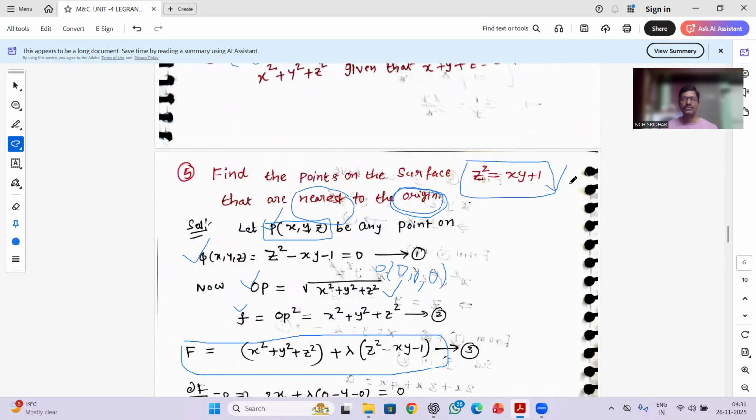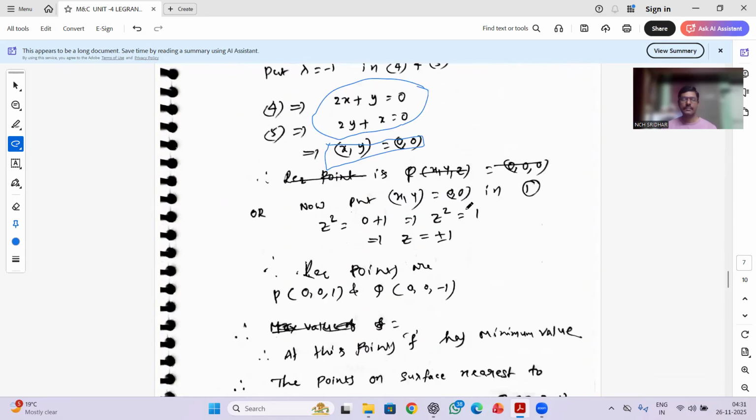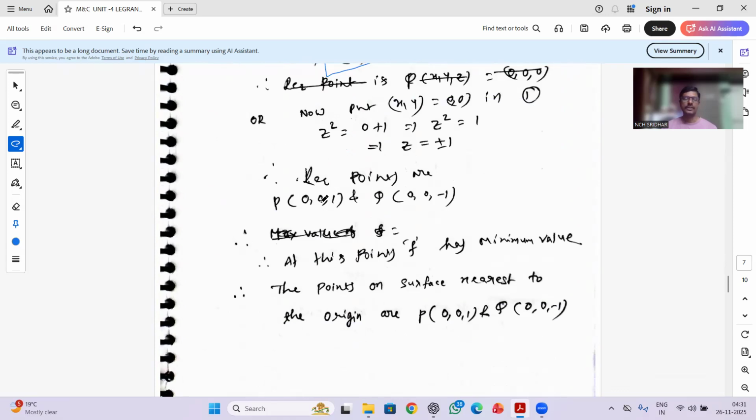z square is equals to xy plus 1. I am substituting in this equation. So z square is equals to 1, which gives us z is equals to plus or minus 1. So the required points are 0 comma 0 comma 1 or 0 comma 0 comma minus 1. If he asks what is the maximum value of the function, we need to substitute the nearest value. Now we need to substitute 0 comma 0 comma 1 in the given function, that is root 1.